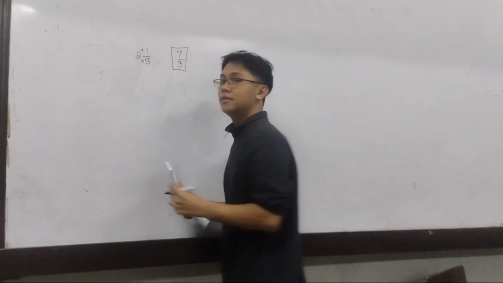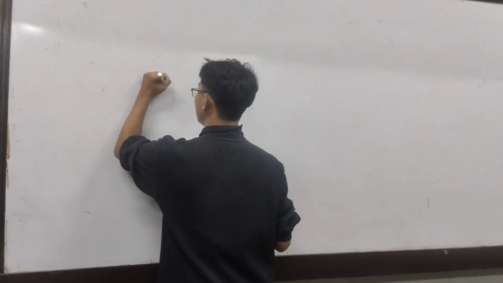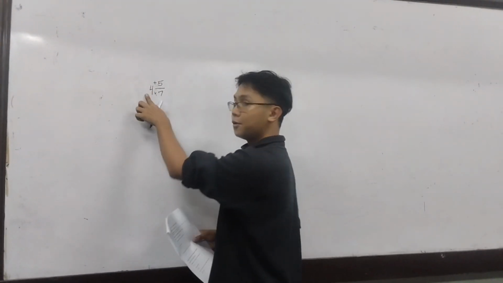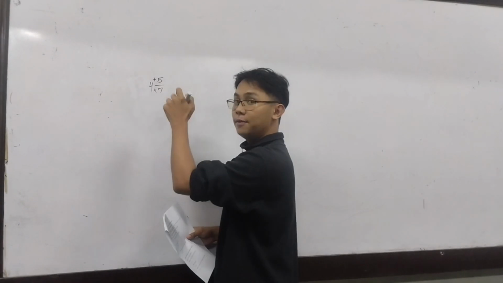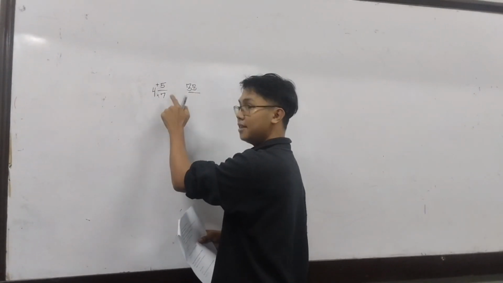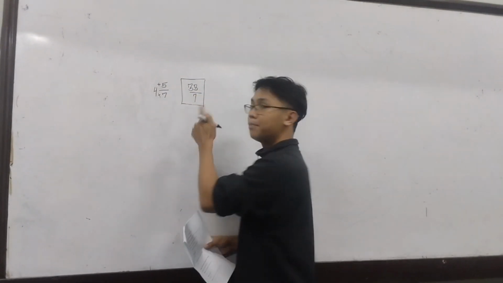For the next example, we have 4 and 5/7. Same as the first example, you need to multiply and add. So 7 times 4 is 28 plus 5 is 33. Then just copy the denominator 7. That is your improper fraction.